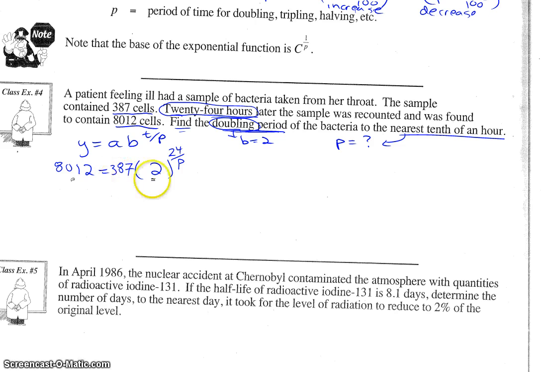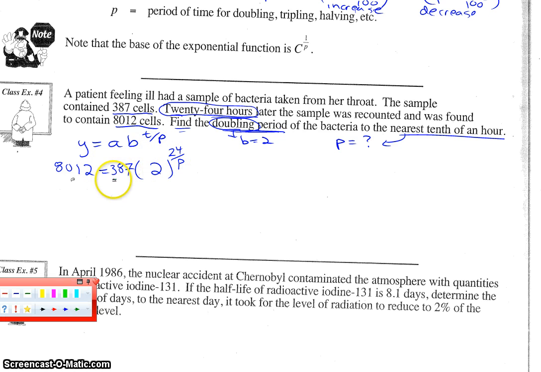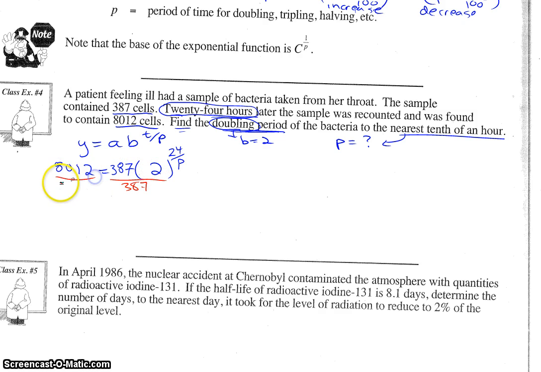So first thing we want to do is start peeling stuff away from the right-hand side. So we will peel away first this coefficient, 387. Kind of start from the outside when you're peeling stuff away. Okay, so now we're down to whatever this ugly number is, 8012 over 387 equals 2 to the 24 over p. Okay, now to get at that exponent, we are going to have to log both sides.